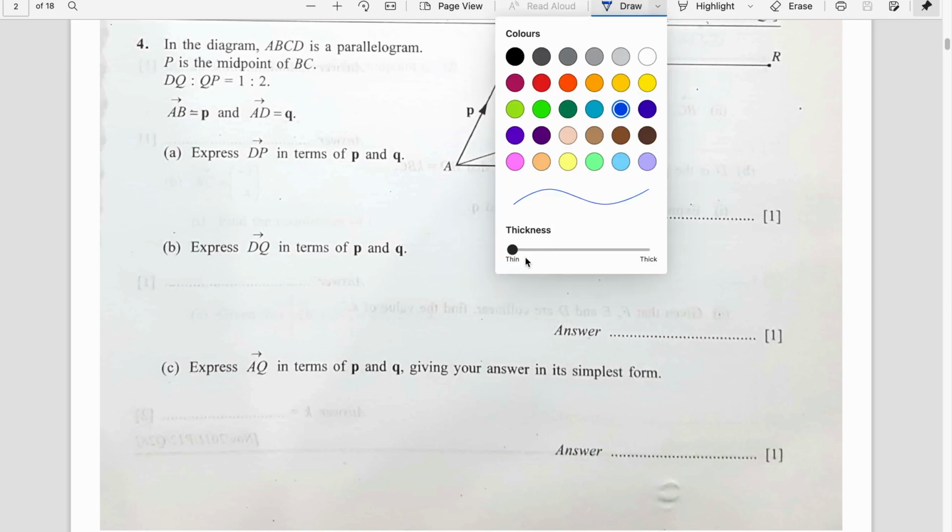In the diagram, ABCD is a parallelogram. So ABCD is a parallelogram, and P is the midpoint of BC. So it is already marked 1:1. Then DQ and QP is 1:2. AB is equal to P, AD is equal to Q. Express DP in terms of P and Q.